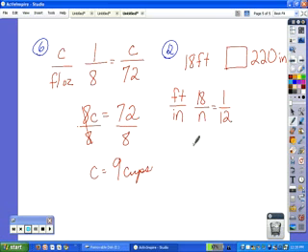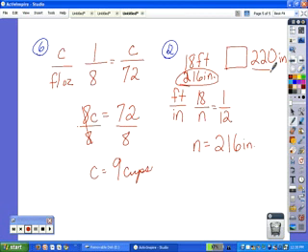So we cross multiply. That equals 216. So it would be 216 inches. So 18 feet equals 216 inches. So now we can compare inches to inches. 216 inches is less than 220 inches.